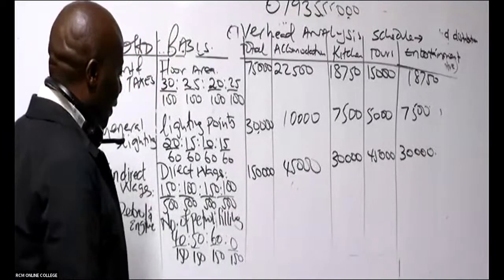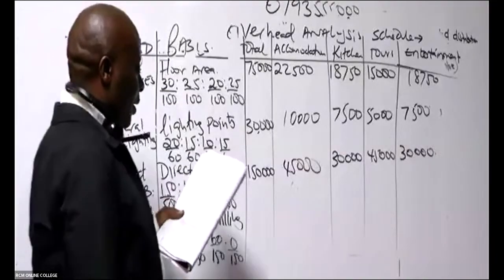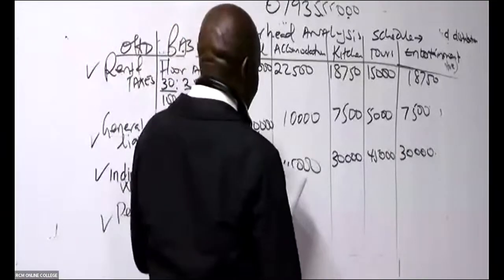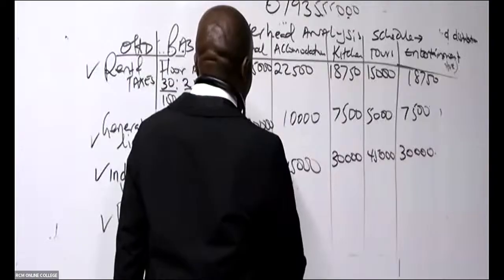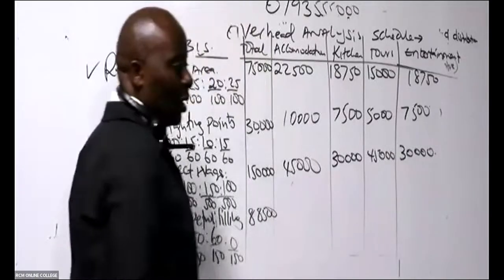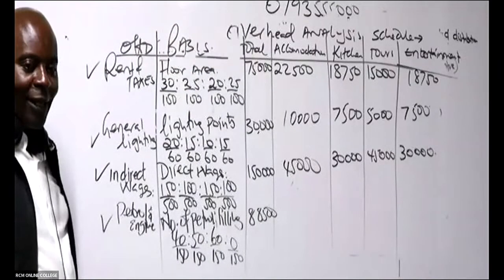So then, are you able to give me this total figure? The total figure is 88,500. 88,500. So please apportion it.